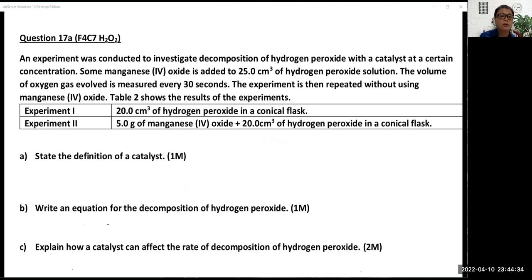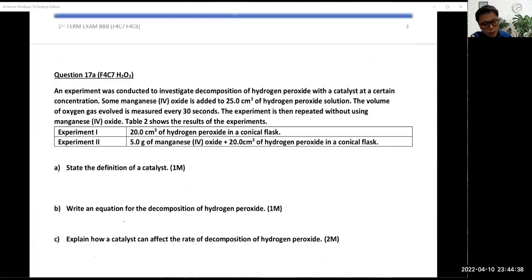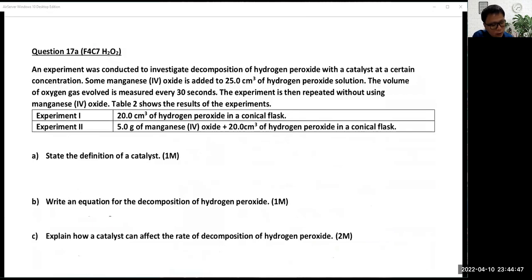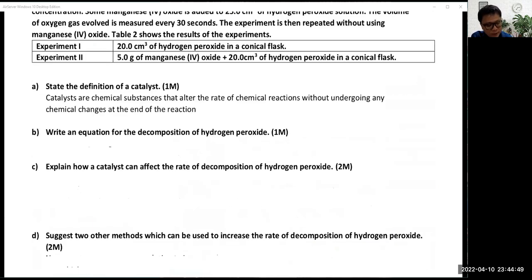Okay. Now, definitions. For this chapter, the ones that always come up in the exam will be 2. One is the catalyst, one is the rate of reaction, which came out in SPM before. These two are what we call the definitions. So you write down the definition. This definition is from the textbook.